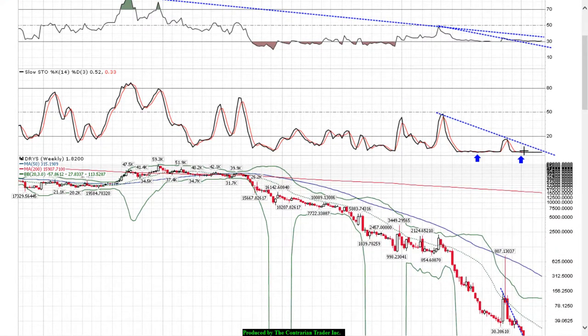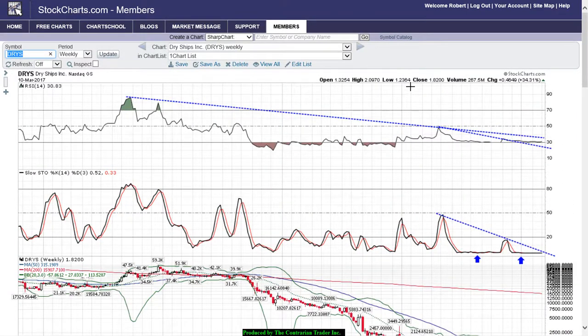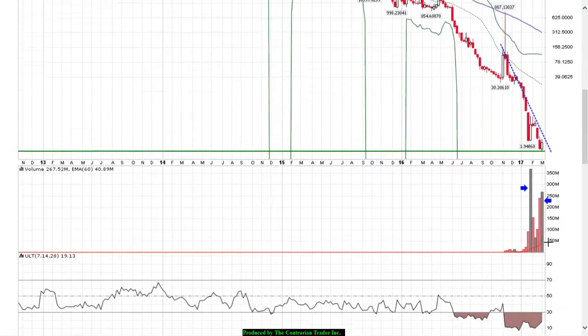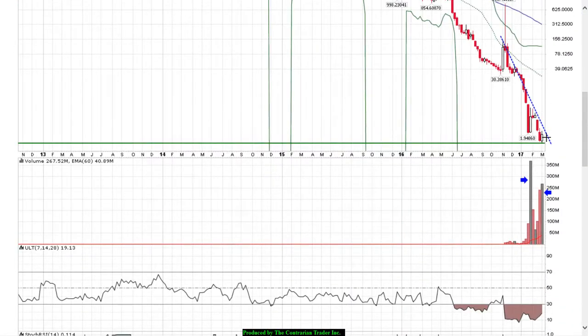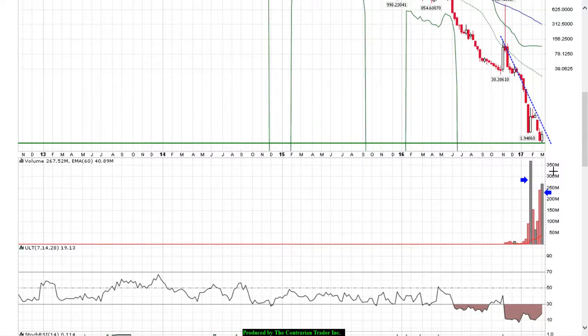Stochastics, we have a double bottom setup. These are incredibly oversold. And on price, the downtrend remains, no doubt about it. We did put in a new weekly low last week, but we reversed off of, what was the low? 123 last week on big volume. Now, we didn't close at the highs of the week, so that's a concern. So I wouldn't be a bit surprised to see more backing and filling within this triangle formation. So would I be a buyer of these shares right now? No, but it's becoming interesting.